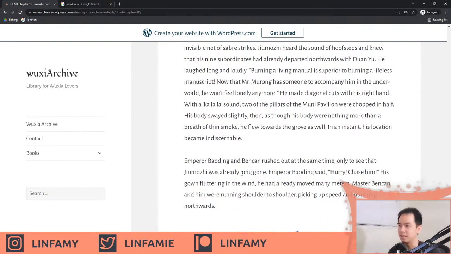Emperor Baoding and Buntan rushed out at the same time, only to see that Jiumozhi was already long gone. Emperor Baoding said, "Hurry, chase him!" His gown fluttering in the wind, he had already moved many meters. Master Buntan and him were running shoulder to shoulder, picking up speed and pursuing northwards.